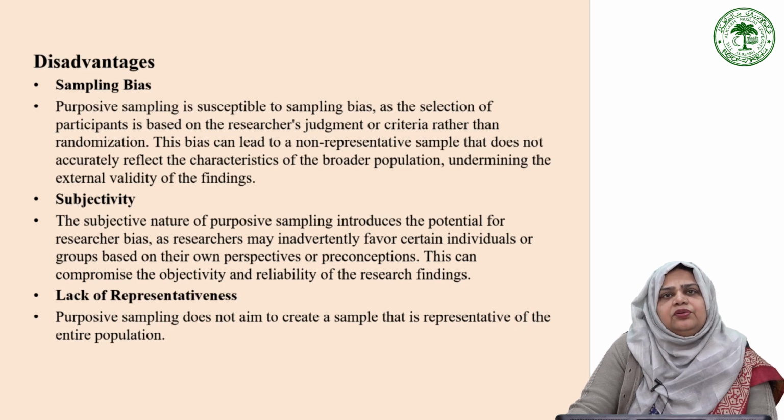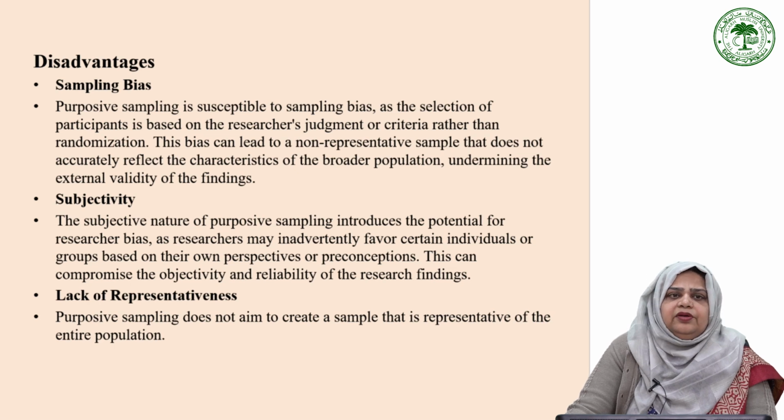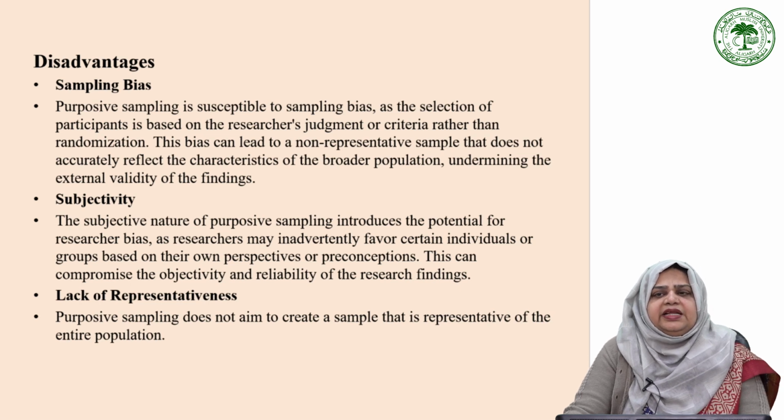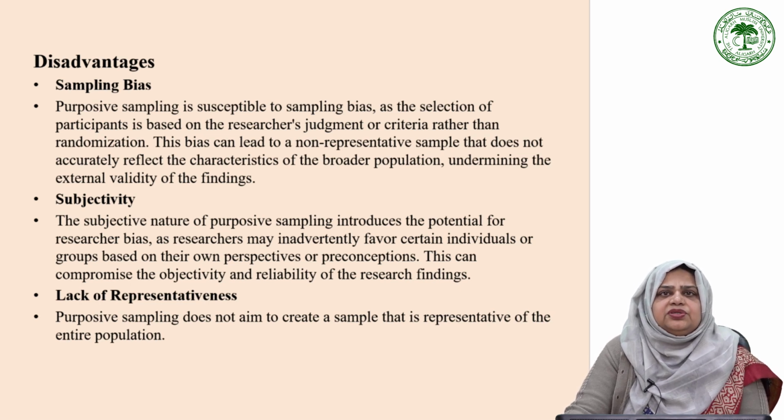However, it is important to note that judgmental or purposive sampling does have its limitations. One of the limitations is sampling bias. Since the selection process relies heavily on the researcher's judgment, there is a potential for sampling bias. Researchers are intentionally selecting participants based on specific criteria. There is a risk of excluding certain perspectives or experiences that may be important to the study. This can limit the generalizability of the findings and potentially skew the results.